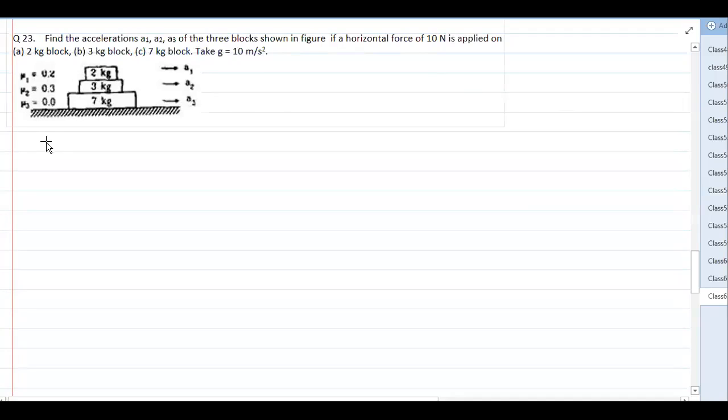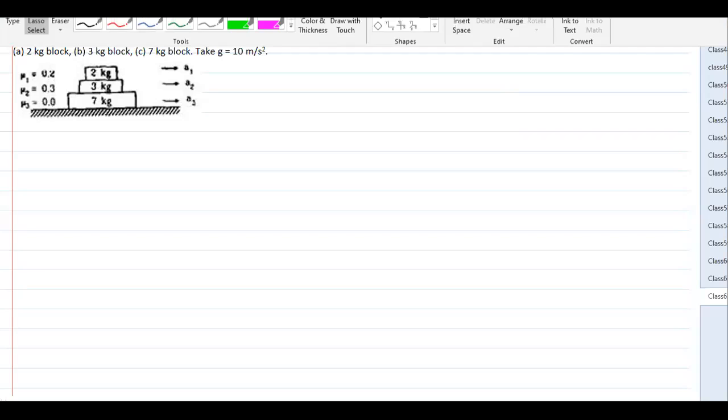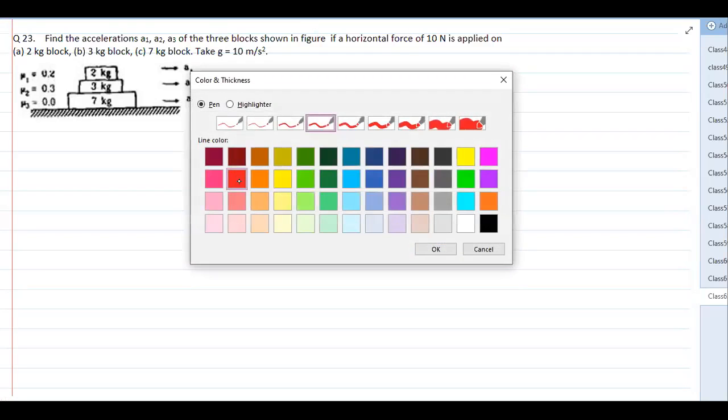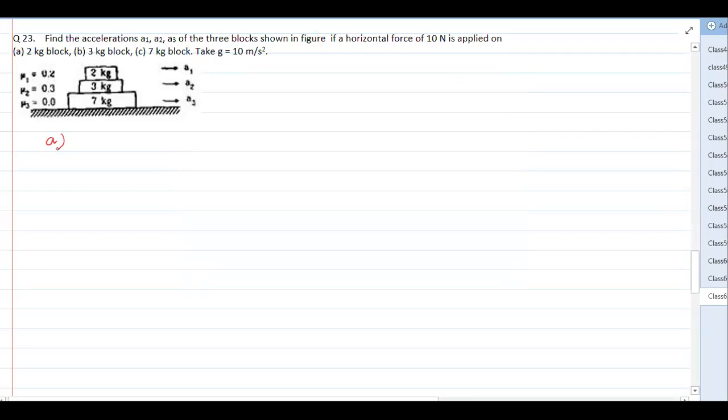Okay, so if it is applied on the 2 kg block, what we are going to do is first consider the combined motion. And we will write the maximum friction forces. So what will be the maximum friction force on the 3 objects? Suppose we write F1 max.